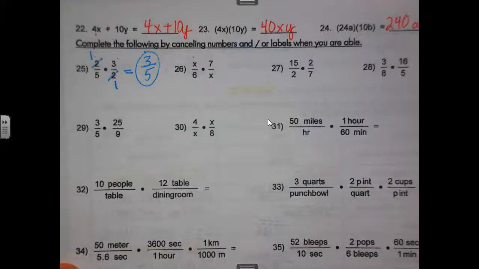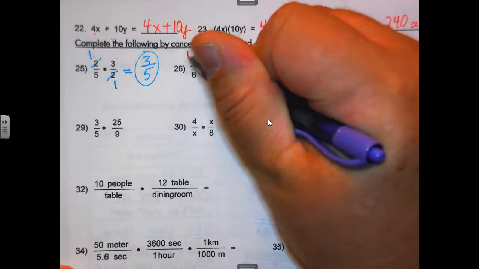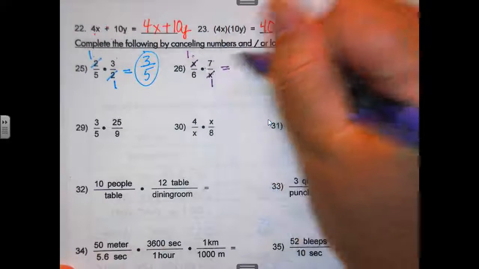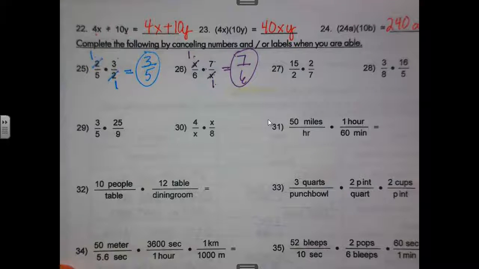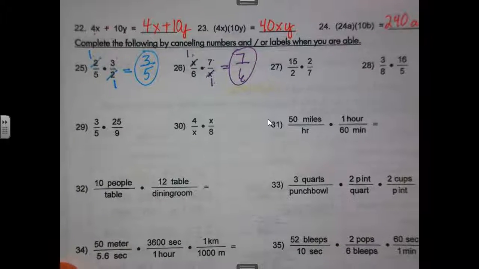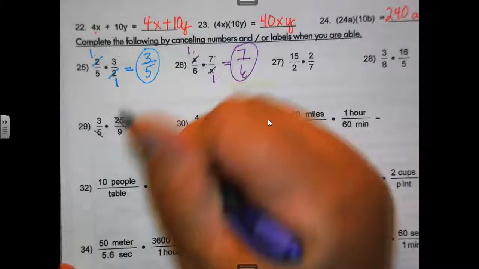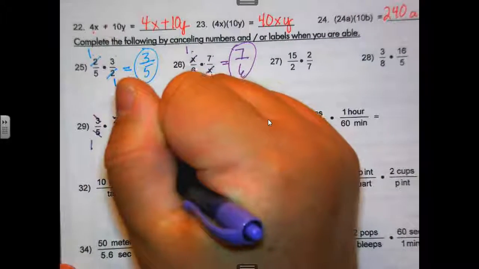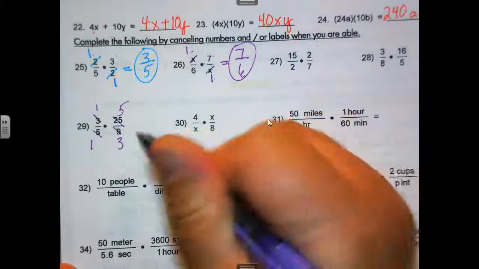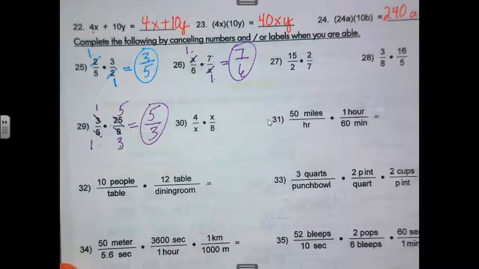Yeah, I'll do number 26. You can take out a factor of x here. X divided by x is 1. X divided by x is 1. 1 times 7 is 7. 6 times 1. 29. See, 25 divided by 5 is 5. 5 divided by 5 is 1. 9 divided by 3 is 3. 3 divided by 3 is 1. So 1 times 5 is 5. 1 times 3 is 3.